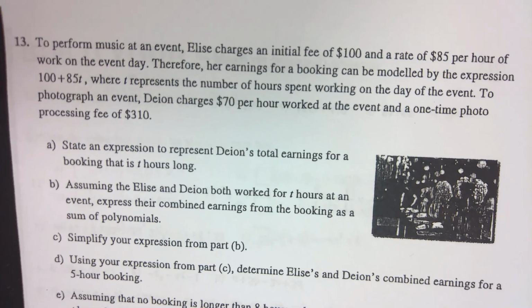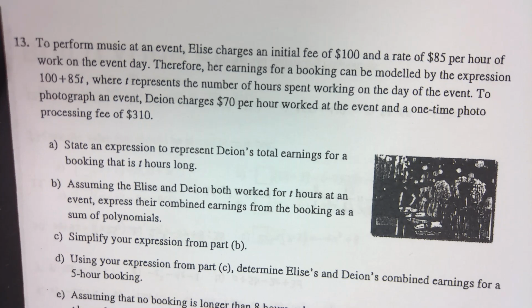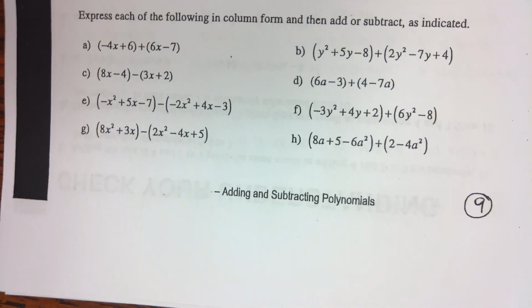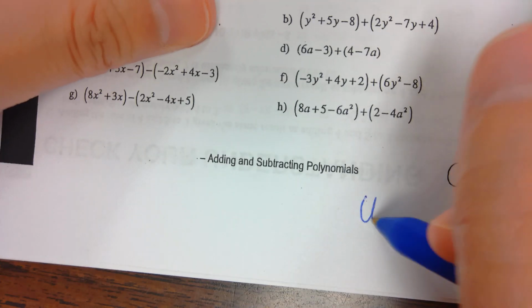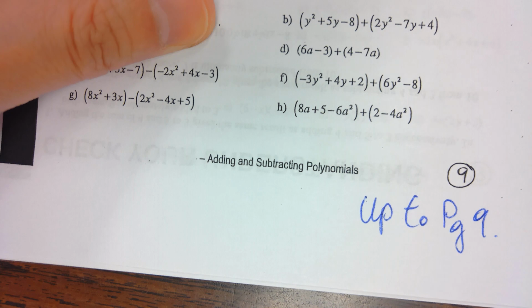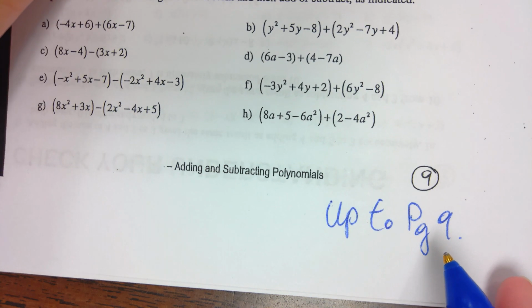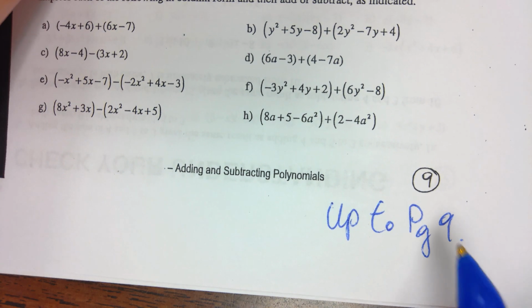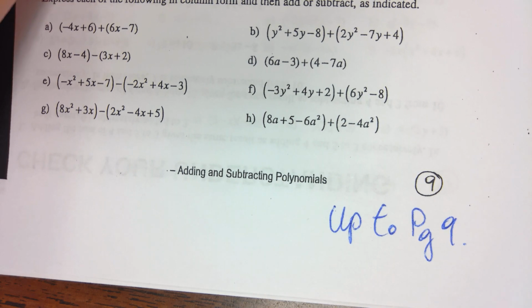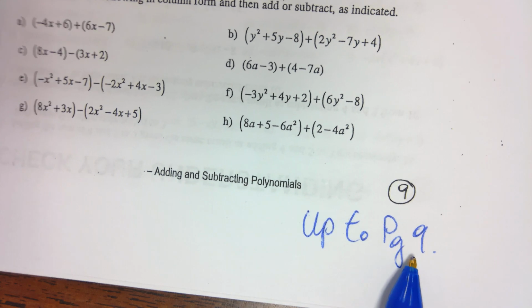So that's the lesson for today. Adding and subtracting polynomials. So your homework is up to page 9. So this ties into what we did yesterday with collecting like terms. It's basically the same thing, but now it's an expression plus another expression. You have more. Okay. Yes. So up to page 9.